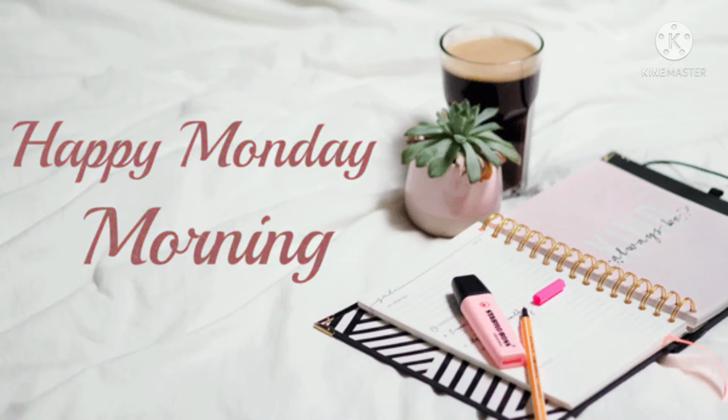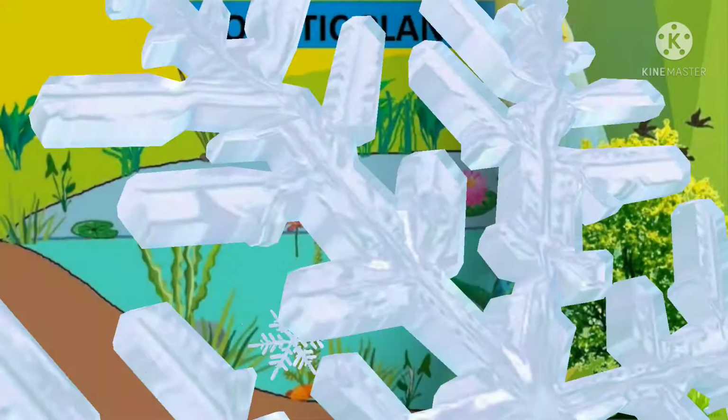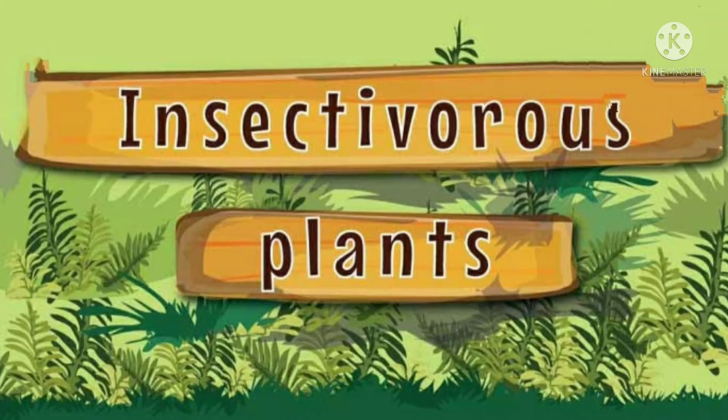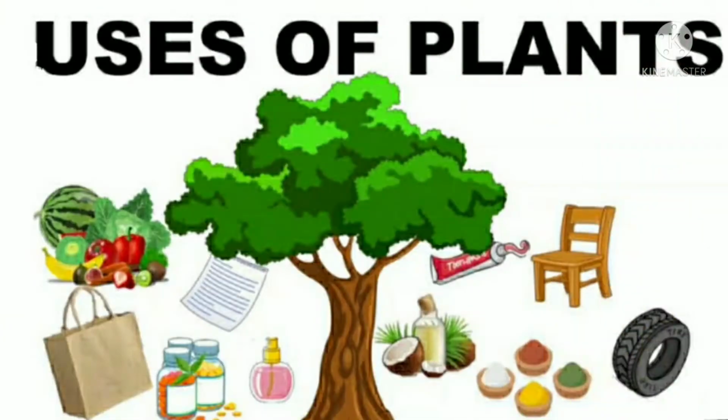Children, in the previous class we have learned the different types of plants such as terrestrial plants, aquatic plants, insectivorous plants and non-green plants. Hope you all have learned those portions. Children, today we are going to learn uses of plants.